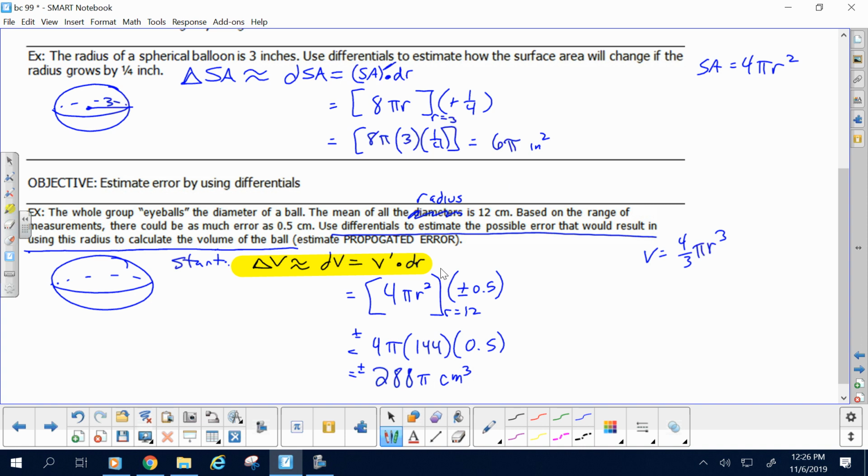By the radius being off by a half of a centimeter, the volume could be off by as much as 288 pi cubic centimeters. All right, are we good so far? Yes? So, the thing you highlighted, do we have to have a squiggly equal sign between UV and... Oh, here? No, these are equal.